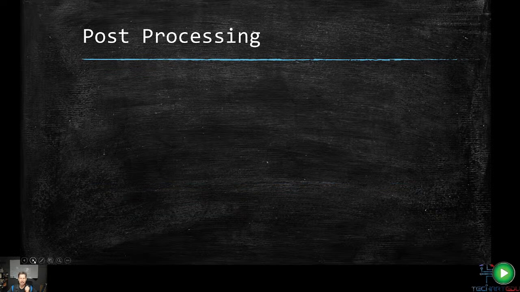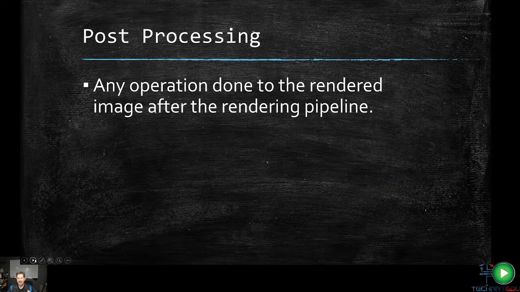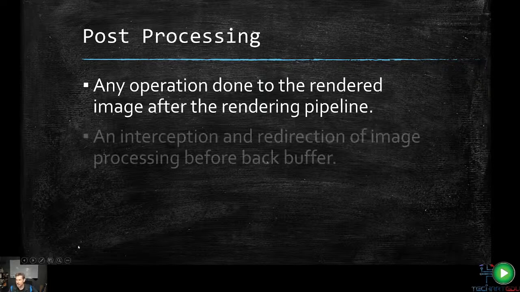Okay, so what I mean by post-processing is any operation that's done to the rendered image after the rendering pipeline. That means we're not performing these shader activities on the image actually during the rendering itself. That rendering has happened in the past. Now, what we're going to do is take that rendered image, apply our shading operations to it, and create some very magical things.